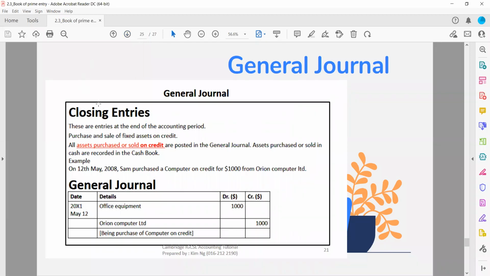General journal, when it comes to the closing entry, if there is a year-end closing, or any purchase of non-current asset which is purchased or sold on credit, we use the general journal. For example, on 12 May 2008, Sam purchased a computer on credit from Orient Computer. So the double entry is debit office equipment, credit Orient Computer Limited. The narrative can be purchase of computer on credit. So debit amount and credit amount, we do the recording. It's just like the T account concept that we apply.